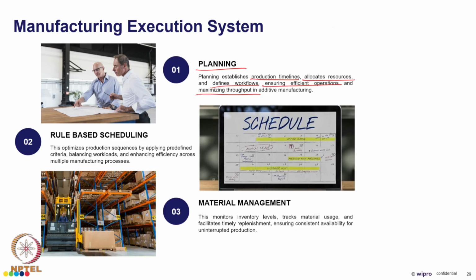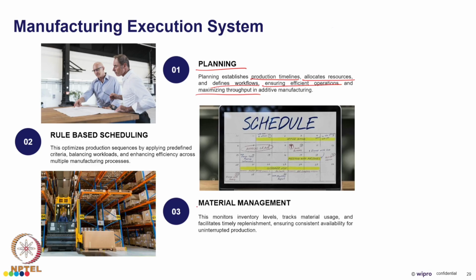Then coming to rule based scheduling. In this one we have a scheduling option where we will set up some rules. We have the facility to set up rules which can make our workload balanced, and the rules are like predefined criteria which will help us enhance efficiency across multiple manufacturing processes.